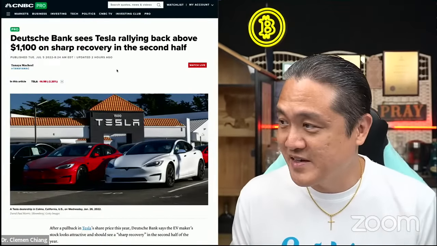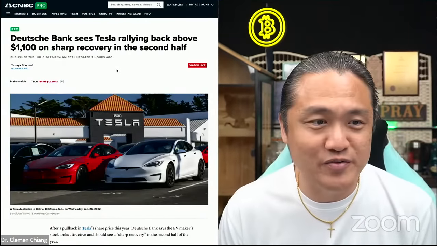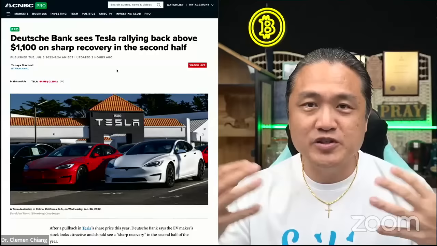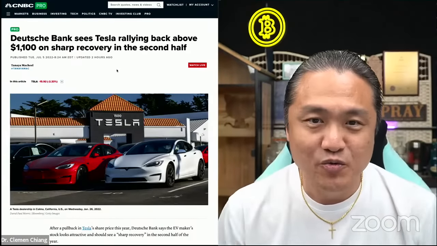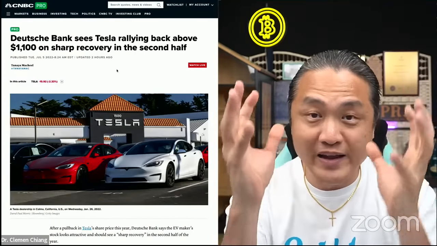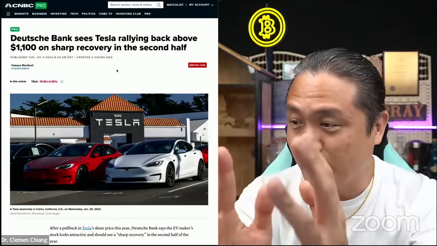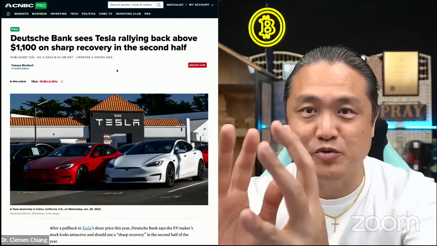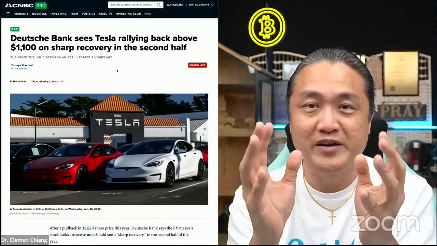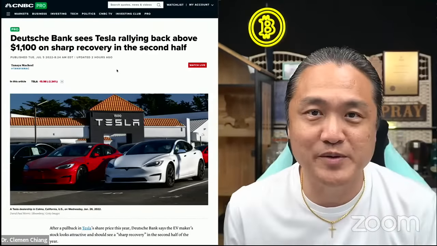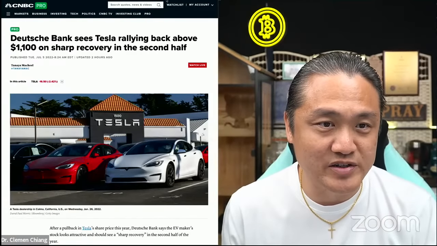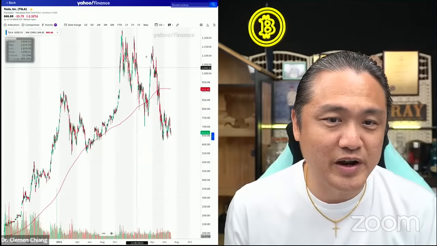Deutsche Bank sees Tesla rallying back above 1,100 on sharp recovery in the second half. So for those of you who followed through with me on this 100 days of the daily stock market inspiration, you are getting a very balanced view, from a blowout delivery, which I call a miracle quarter for Tesla, and then you have two different analysts coming out with two completely opposite, heaven-and-earth price targets for Tesla. So Deutsche Bank is looking at 1,001. So who is right and who is wrong?